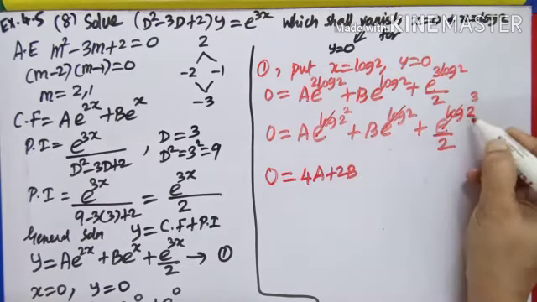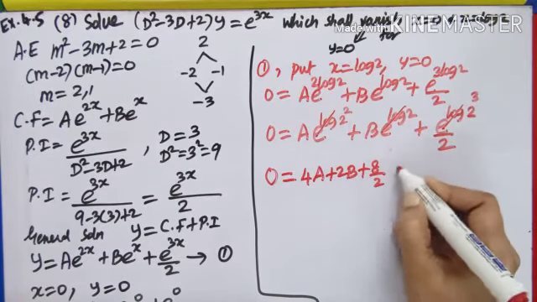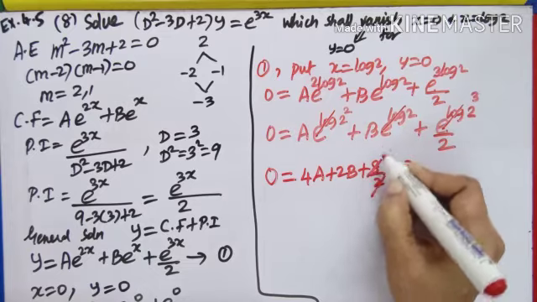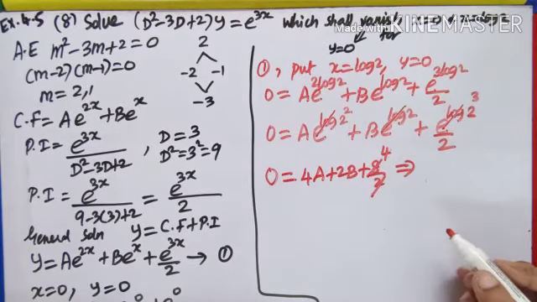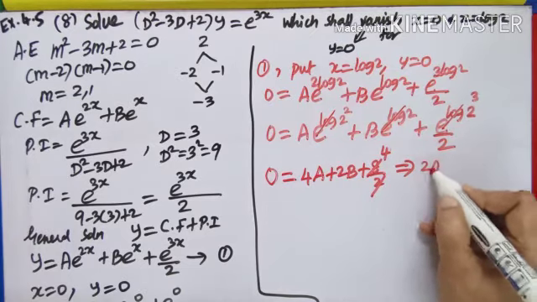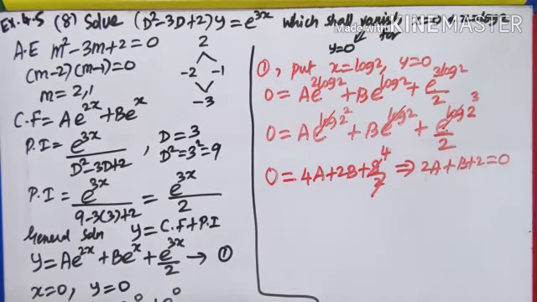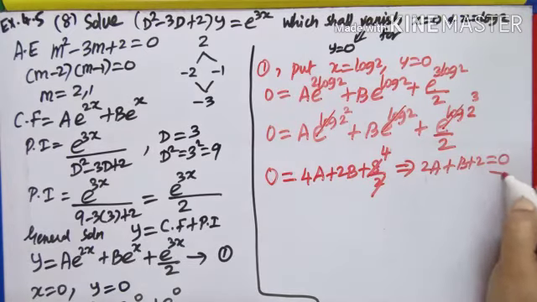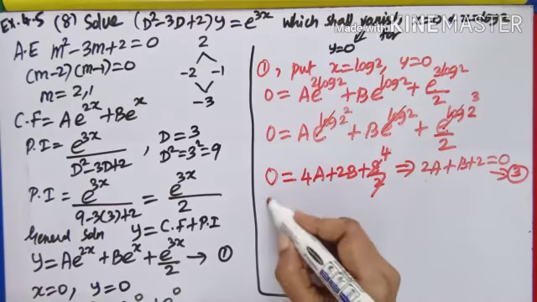And here 2 cube is 8 by 2. Or I will say this I can cancel, which is 4. You can throughout cancel 2. It is 2a plus b plus 2 equal to 0. This we shall call equation number 3. Already I have equation number 2.